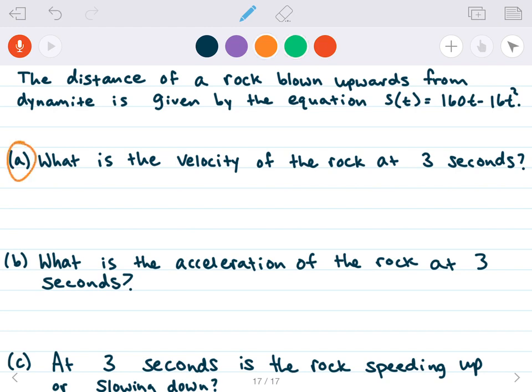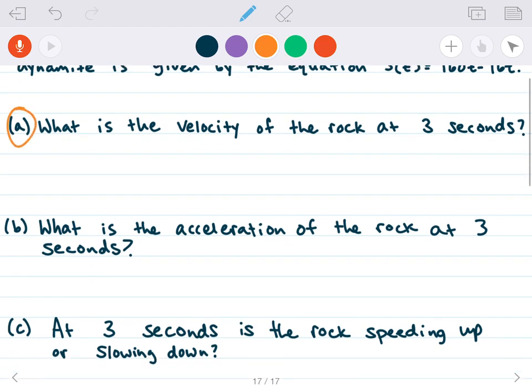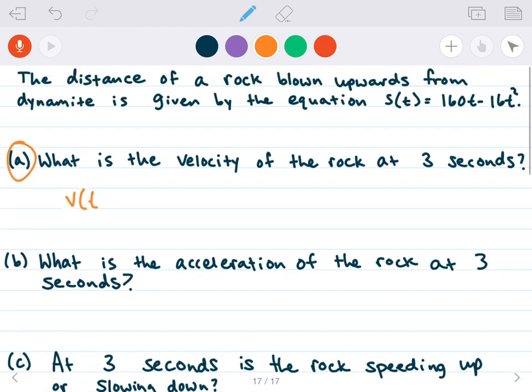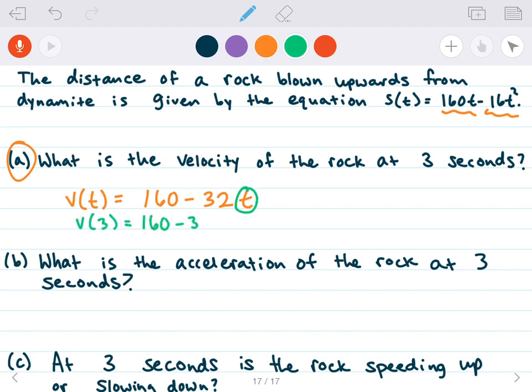We need to find the velocity function. So v of t, let's call it that, velocity with t as our variable. Well, we're just taking the derivative of this position function. So the derivative, again, part by part, is going to be 160 minus 32t to the first, or just t. So that's my velocity function from using the power rule. It says, what's the velocity of the rock at 3 seconds? Well, I need to plug in 3 for time. So v of 3 is going to give me 160 minus 32 times 3.